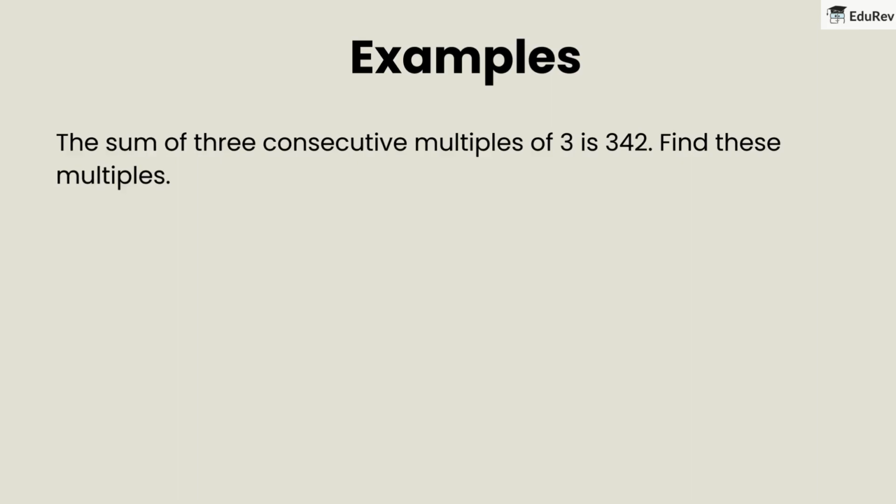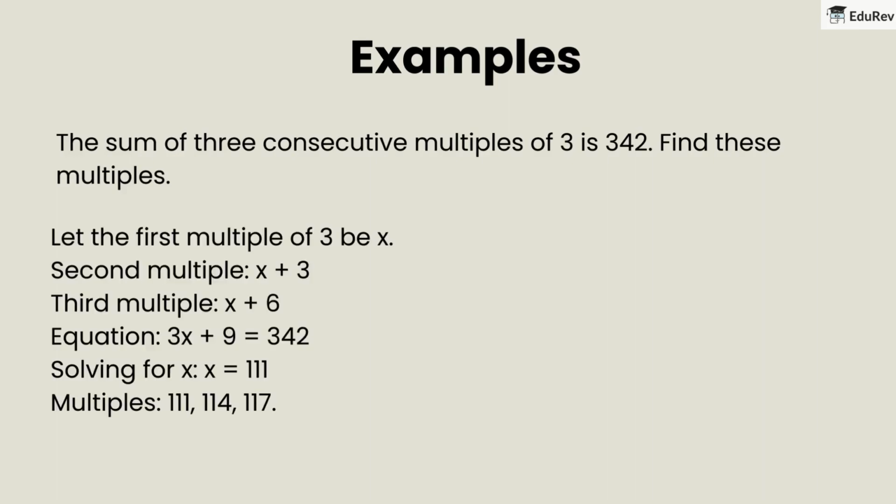Now, the sum of three consecutive multiples of 3 is 342. Find these multiples. Try it yourself first. Great. Now, let's see the solution. Let the first multiple of 3 be x. Second multiple, x + 3. Third multiple, x + 6. Equation, 3x + 9 = 342. Solving for x, x = 111.